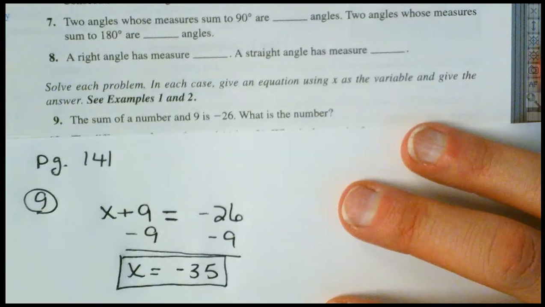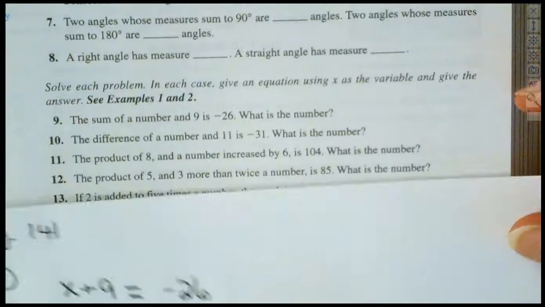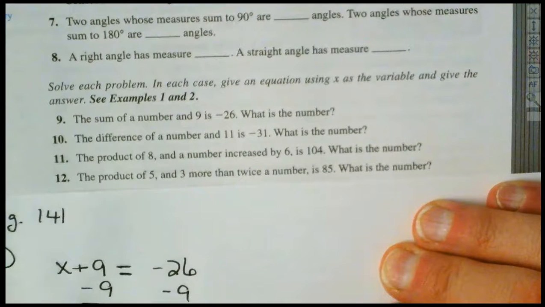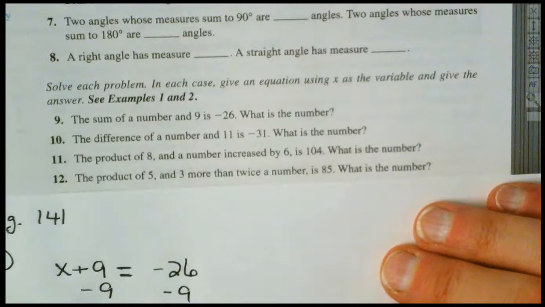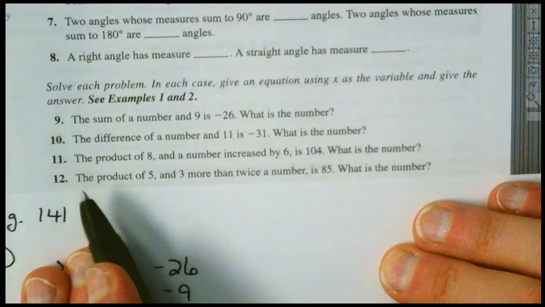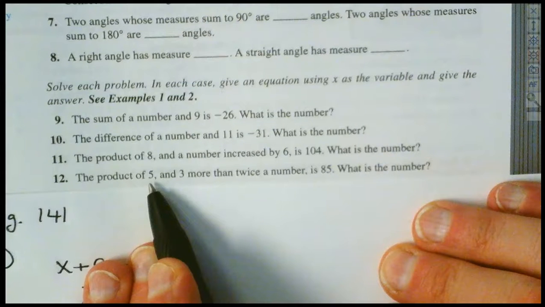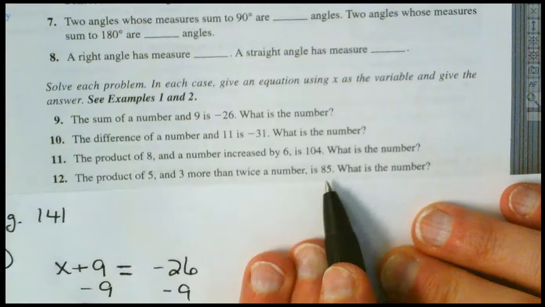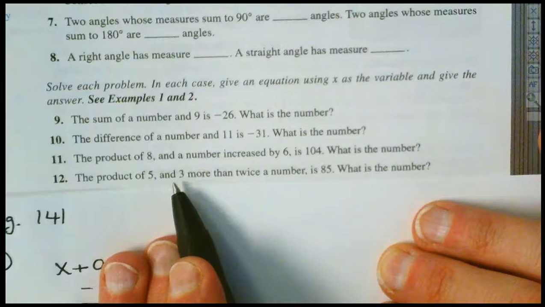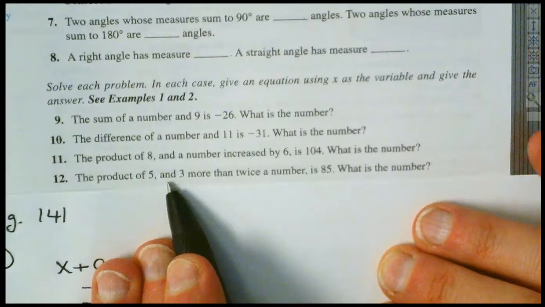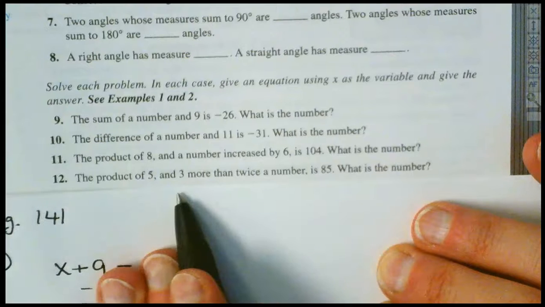Let's look at, how about question 12? So we're going to look at 12 now. And what do we have on question 12? Okay, question 12 says the product of 5 and 3 more than twice the number is 85. Now, where we see that and, when it says the product of 5 and, that means we're going to have parentheses around that. Because we're going to take 5 and we're going to multiply by everything behind it.